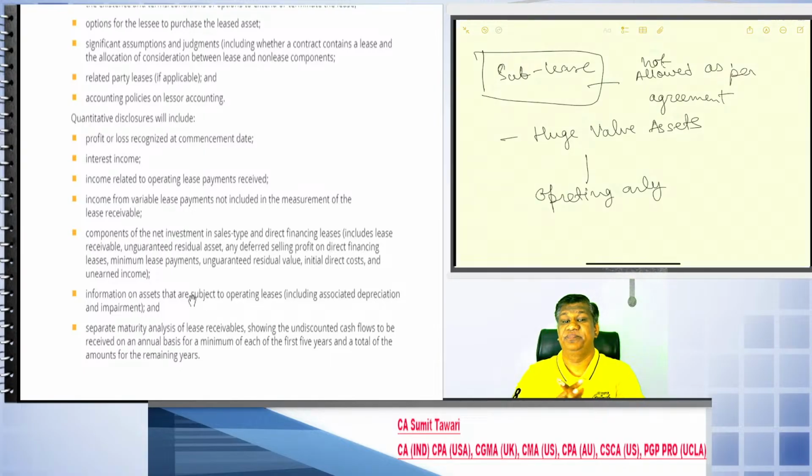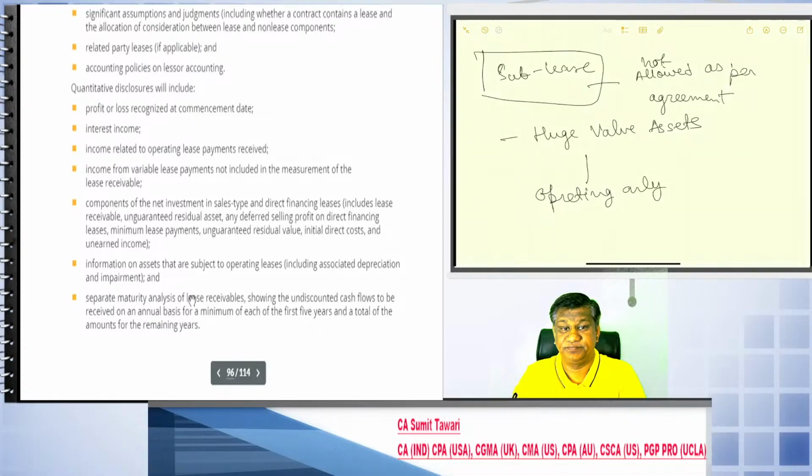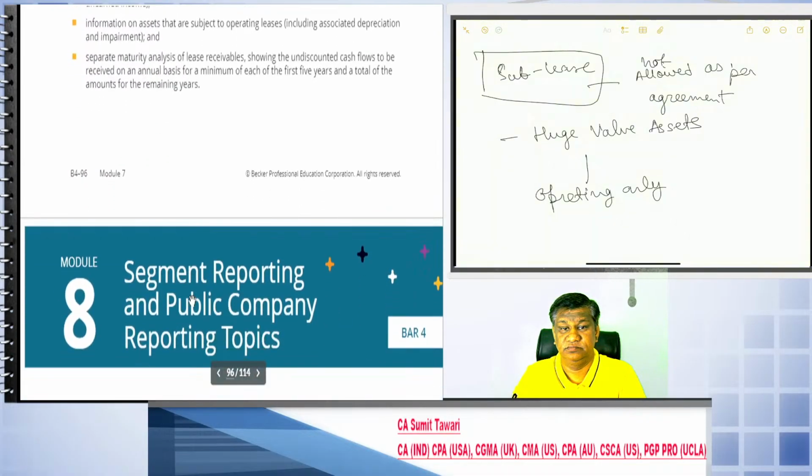Are you able to get me? If I'm just an intermediary and pass on the entire thing, I just need to recognize the income, whatever commission or additional amount I'm getting, so I cannot qualify as a lessee, even though the main lessee is someone else. Mostly in practical situations it may sometimes happen, but that is for a part period, so it is always considered an operating lease.